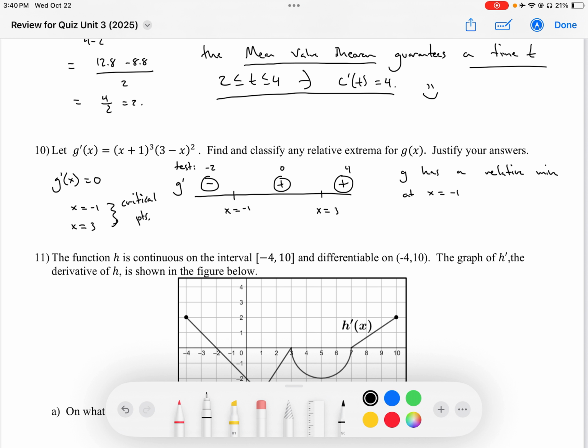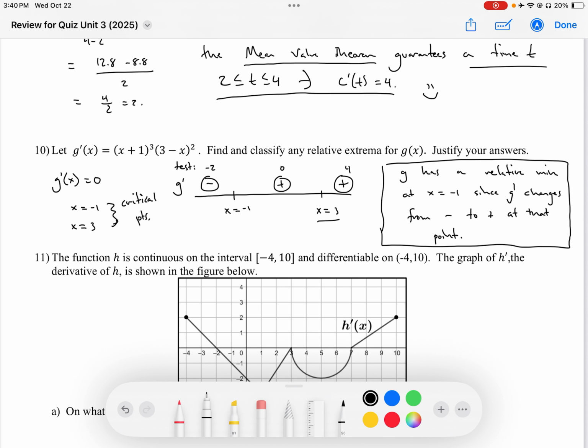we'll call it relative. G has a relative min at x equals -1 since G prime changes from negative to positive at that point. Okay, and I don't really need to talk about x equals 3 at all because I know that it's not a relative min or max because g prime doesn't change sign. So I am just going to leave my answer like that. Okay.